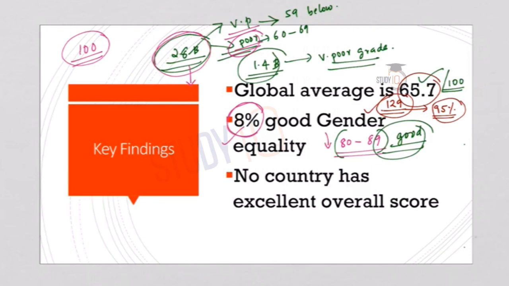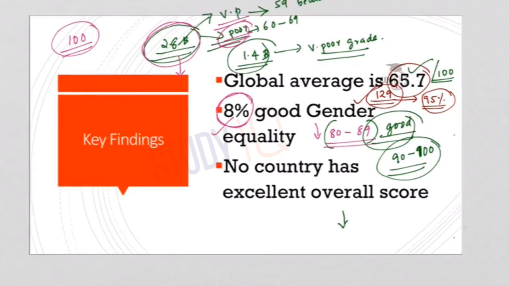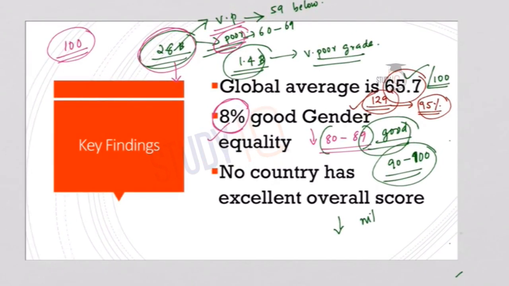Now the excellent score, that is from 90 to 100. There is no country that achieved an overall score of 90 or above in gender equality. So the number of countries with an excellent score is nil, that is above a score of 90 out of 100.